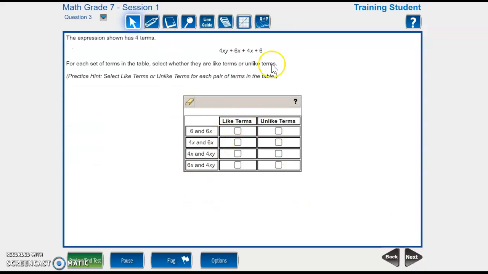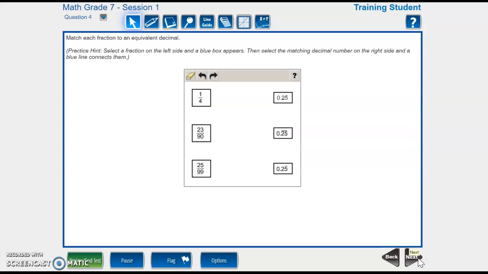You might see things that look like this in which you are to click which ones it applies to. For example, 6 and 6x are not like terms, so I would check off that box, while 4x and 6x are. And so there are different types of questions, like I said. We just are practicing all of them. This one is asking you to connect the two that go together to match them. And so you have 1/4, which we know is equal to 25 hundredths.